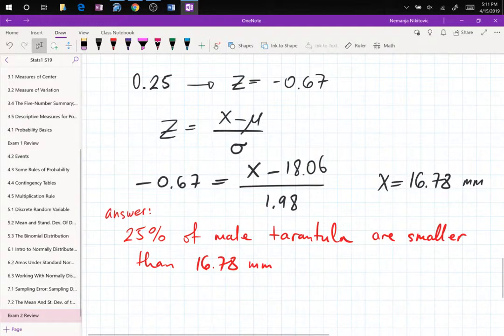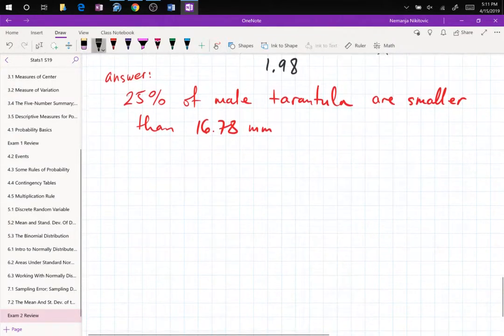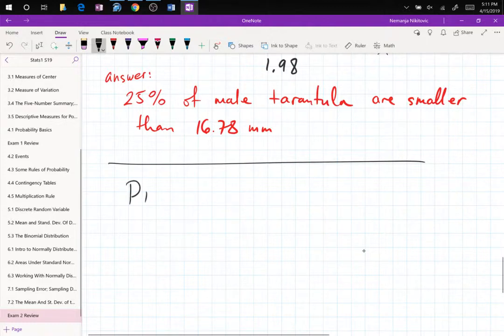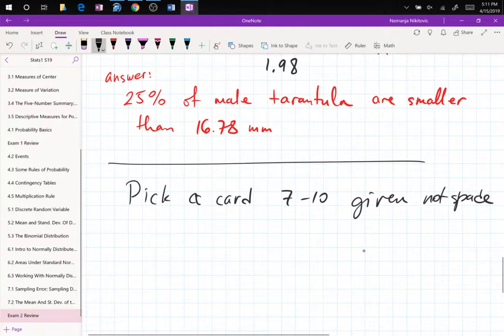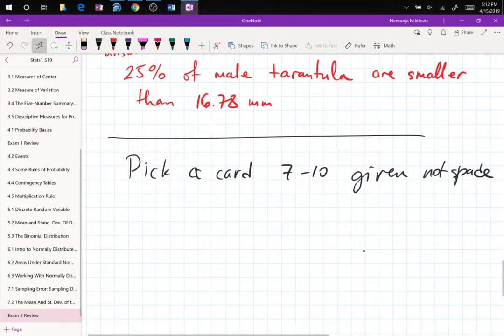Yes? I don't like double owners of conditional probability involving cards. So, for example, the probability that you would take a card inclusive from 7 to 10, given it's not a spade. Great. So let's talk about this one. Well, first off, we would like to count all of the possibilities that we have.